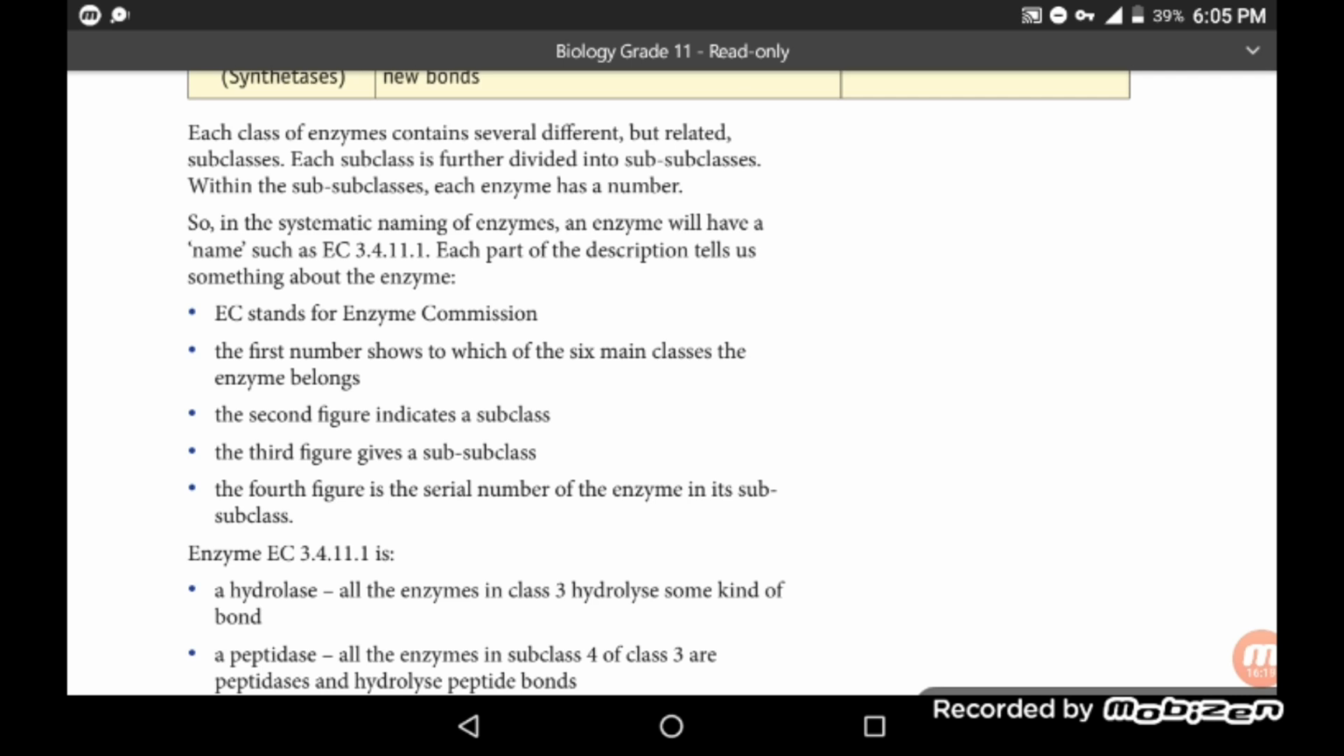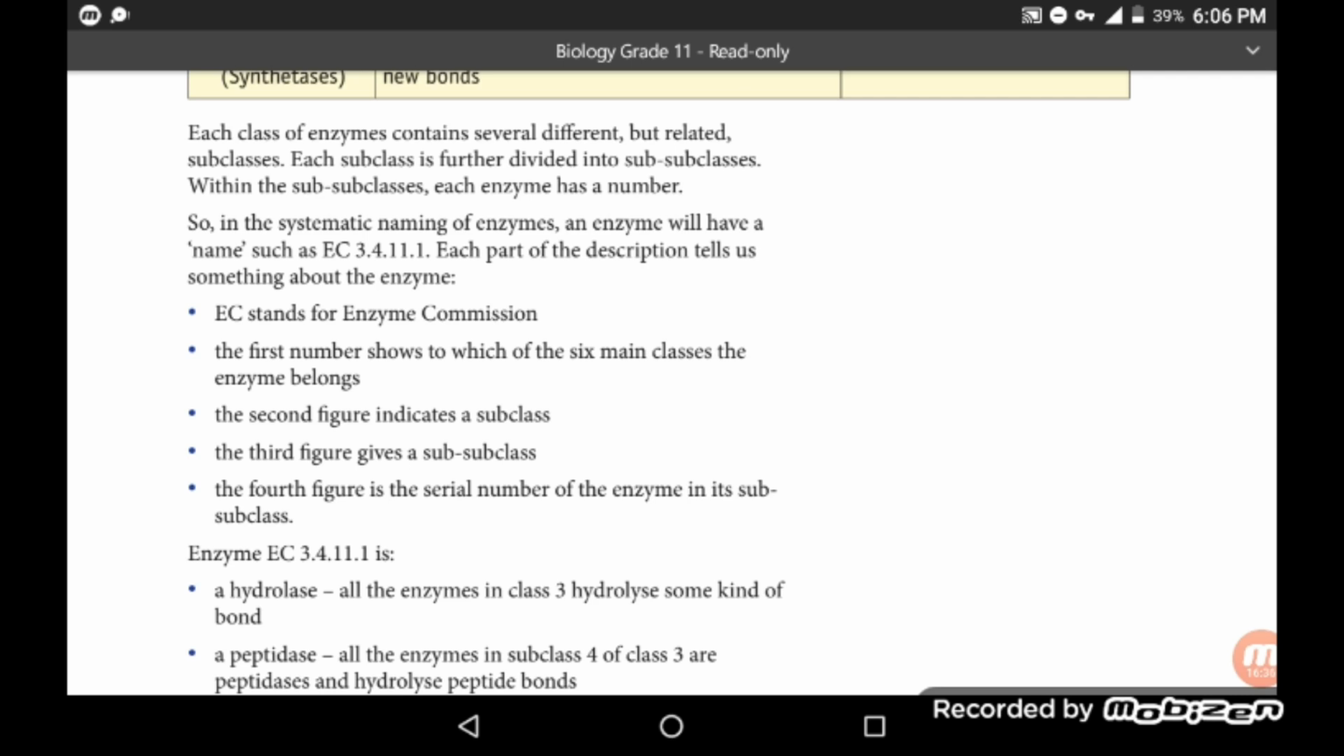So let's take an example. In the systematic name of enzymes, an enzyme will have a name such as EC 3.4.11.1. Each part of the description tells us something about the enzyme.